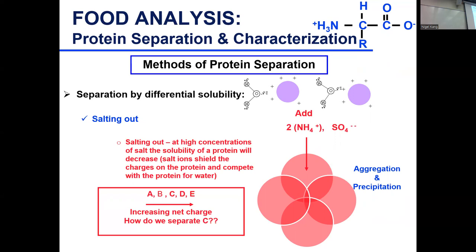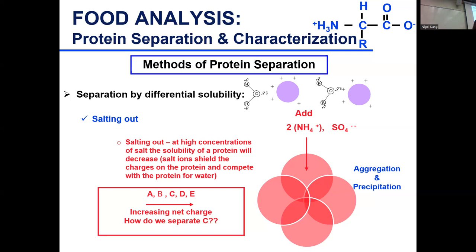So when the salt concentration is low, it's going to kind of charge the protein, because it goes around the protein molecules. And then it increases the charge of the protein and helps its solubility. But if you add a high concentration of salt, again, it easily ionizes in water.